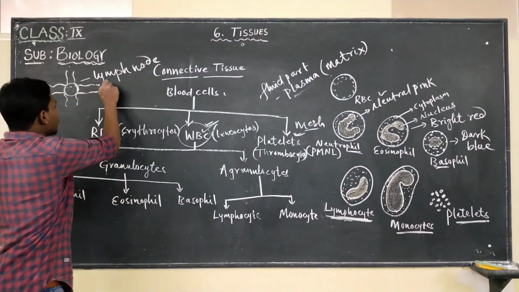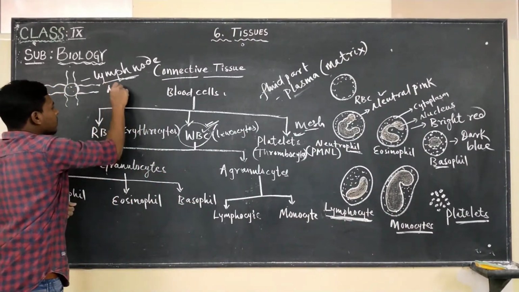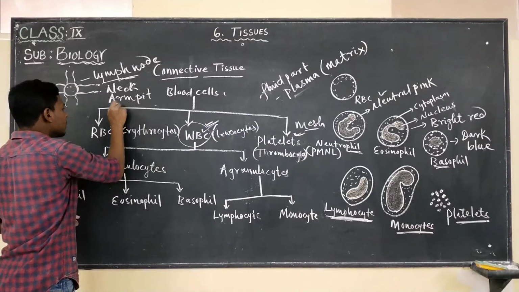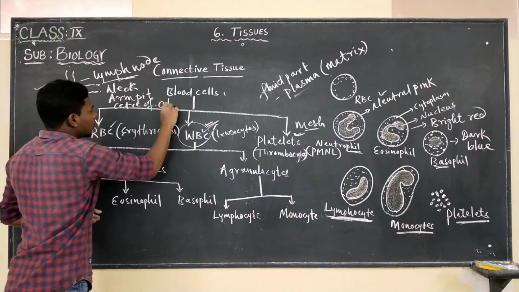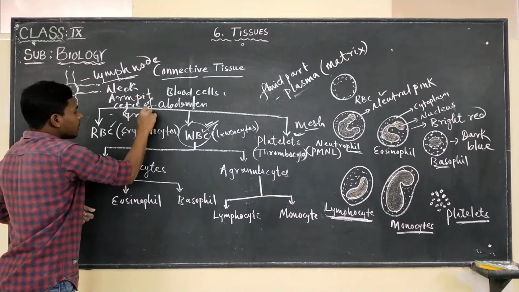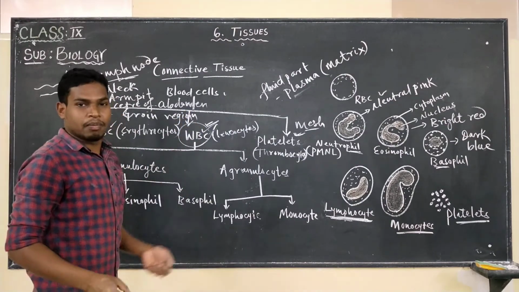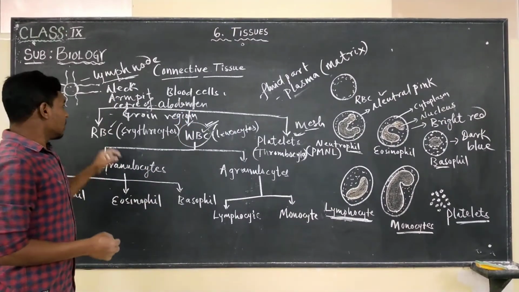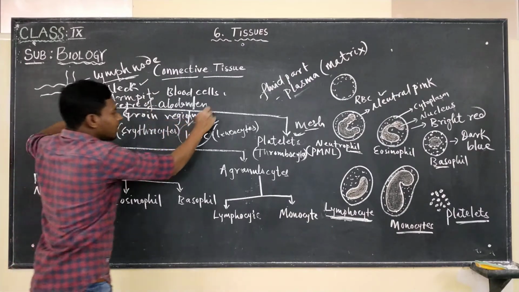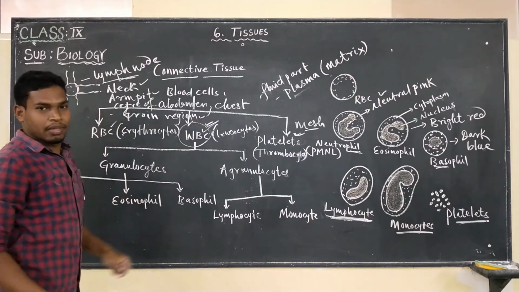So lymph will kill the germs or pathogens. These lymph vessels are present more in the neck region, armpit, center of the abdomen, chest region, and groin region. These vessels are present more in number.